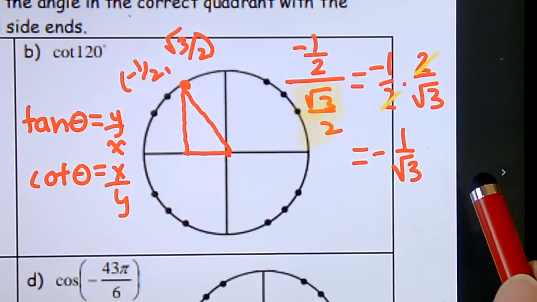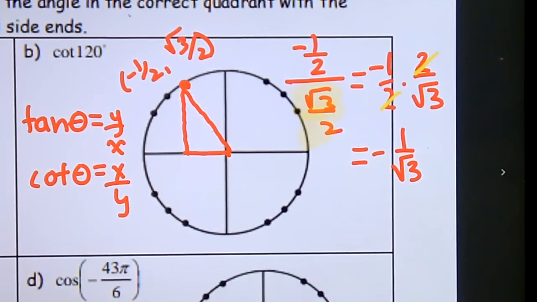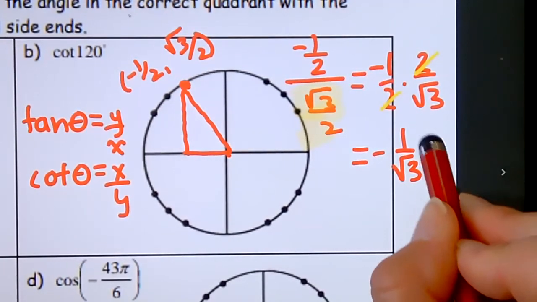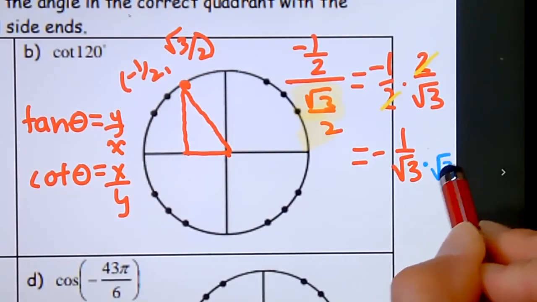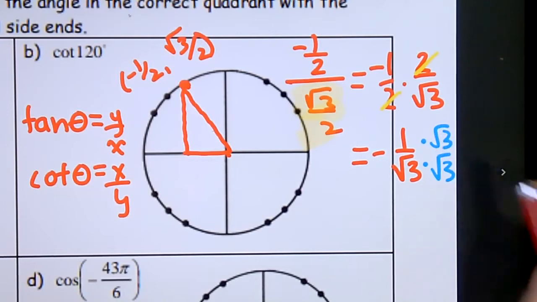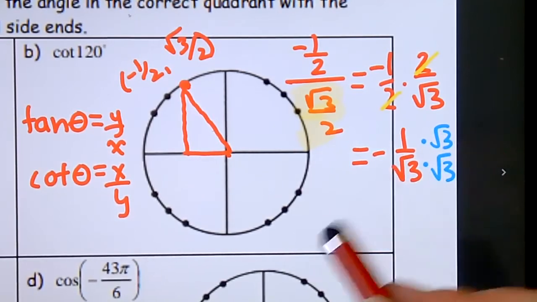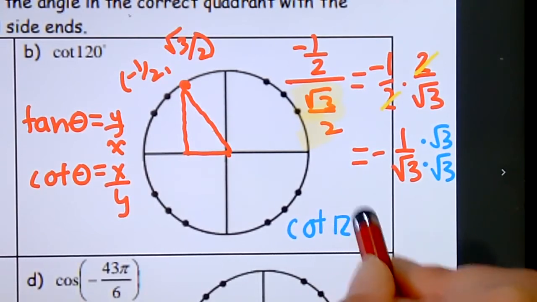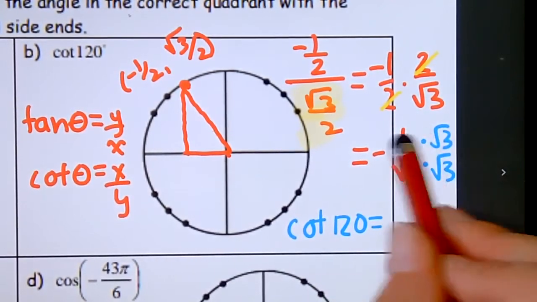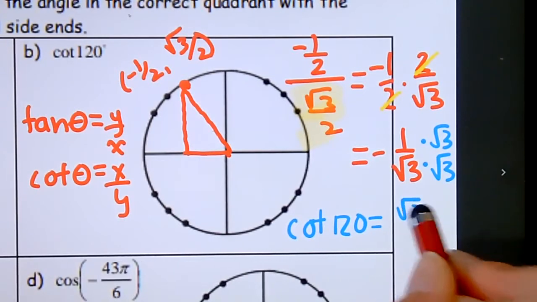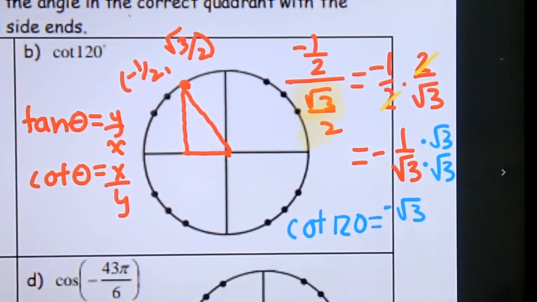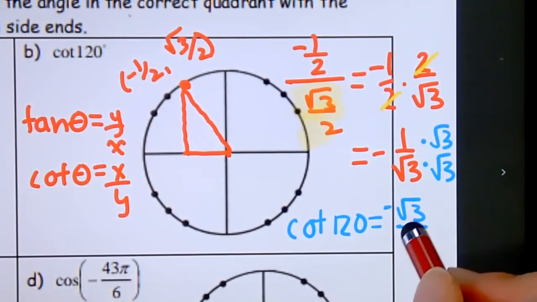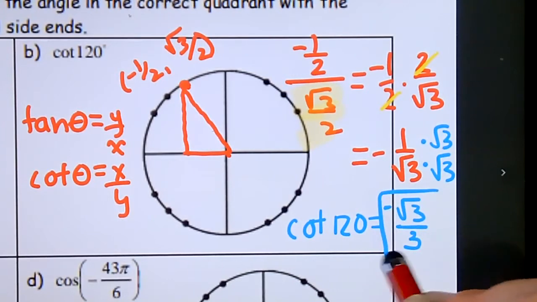But remember, we need to rationalize. So I'm going to be multiplying top and bottom, because we don't like radicals in our denominator, by √3 on top and on bottom. So when I do that, my final answer, my cotangent of 120 is going to be negative √3, because I had a negative here, over, and √3 times √3 is 3. And that's my answer.